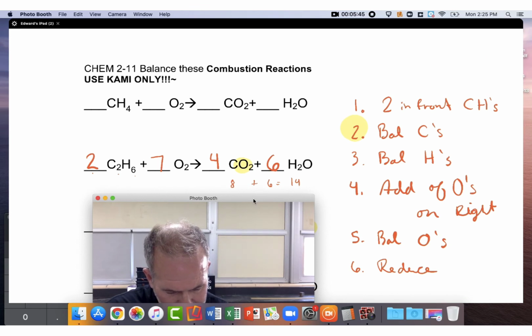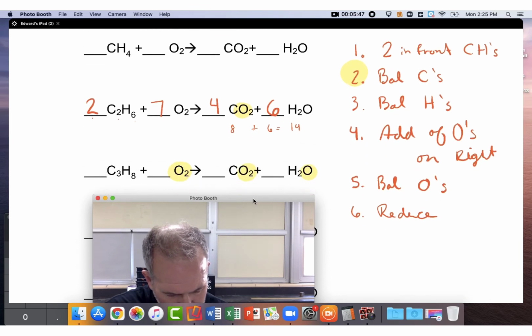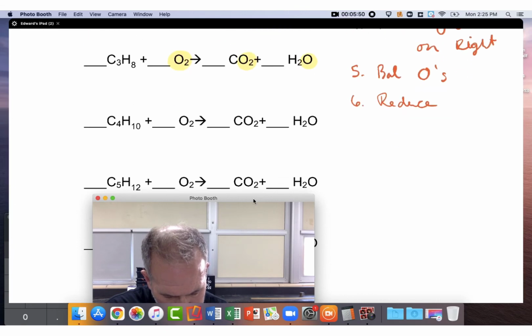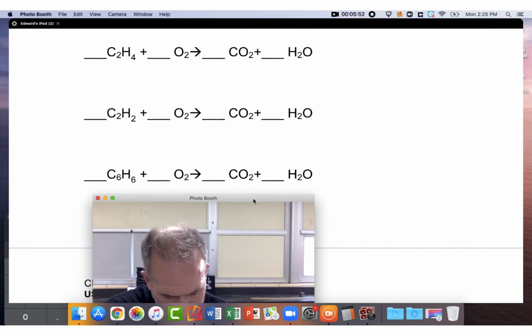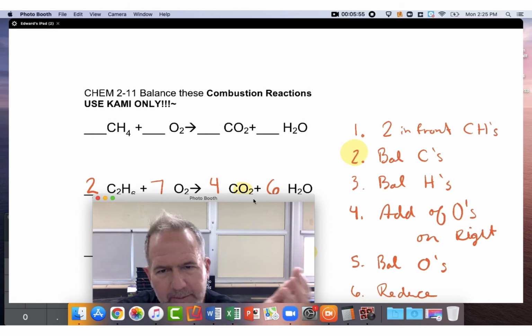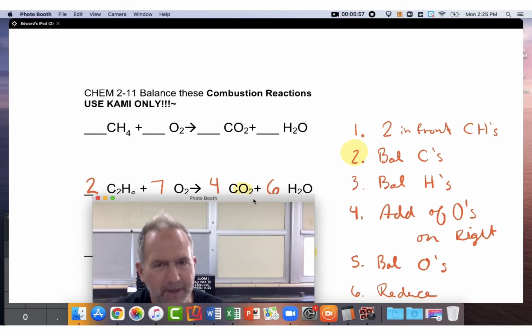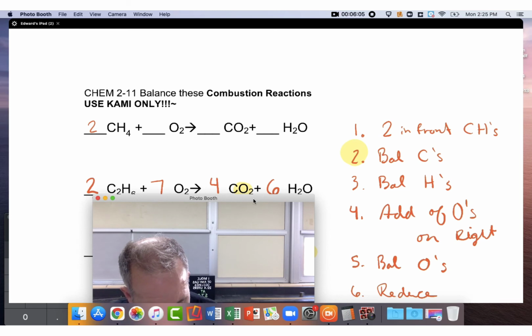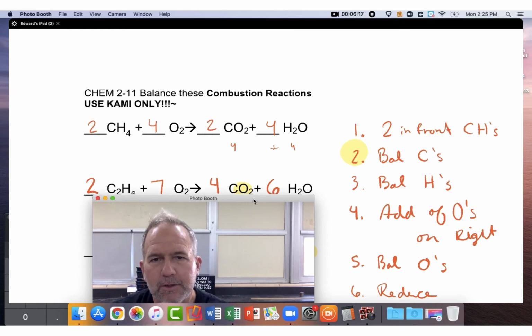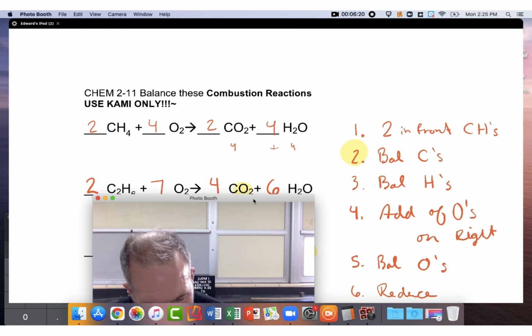All right. Let's try one more thing here. Let's do the first one. Now, this first one probably doesn't need reduced, or it probably does. We wouldn't have to do this method all the way through, but I'll show you how quick it goes. 2 in front of the C's, that gives me 2 C's. I have 8 H's, 4 times 2 is 8. This is 4 plus 4 equals 8. So I need a 4 in front of this, and then look at my numbers. 2, 4, 2, 4. Let's reduce that down.